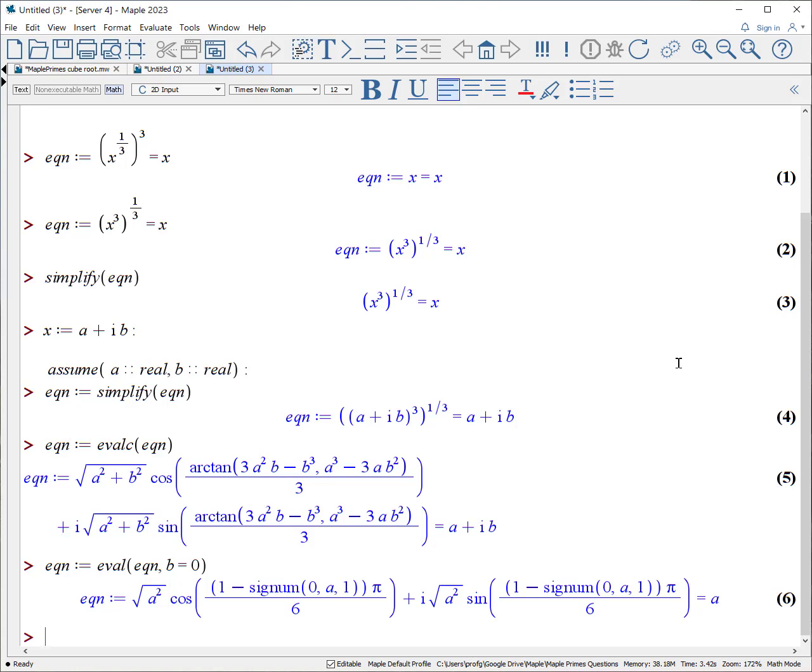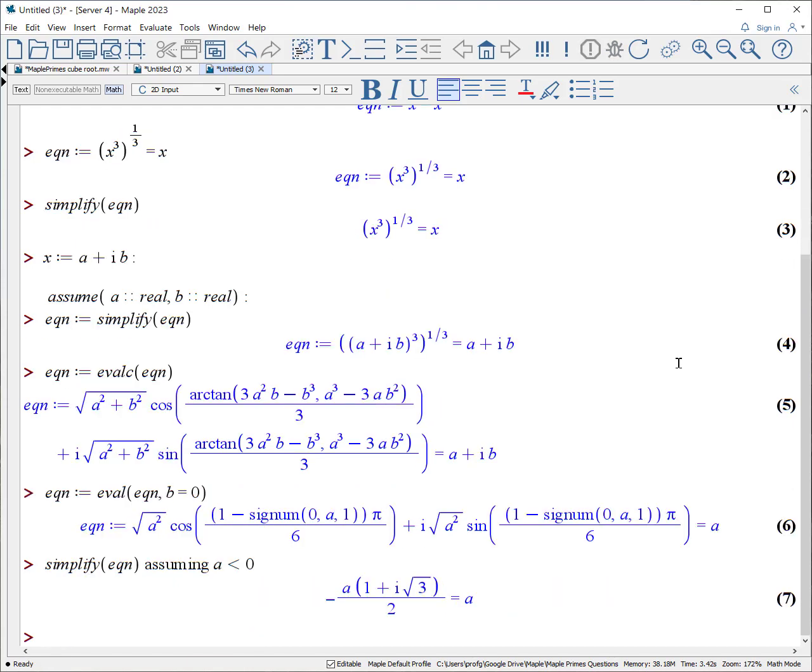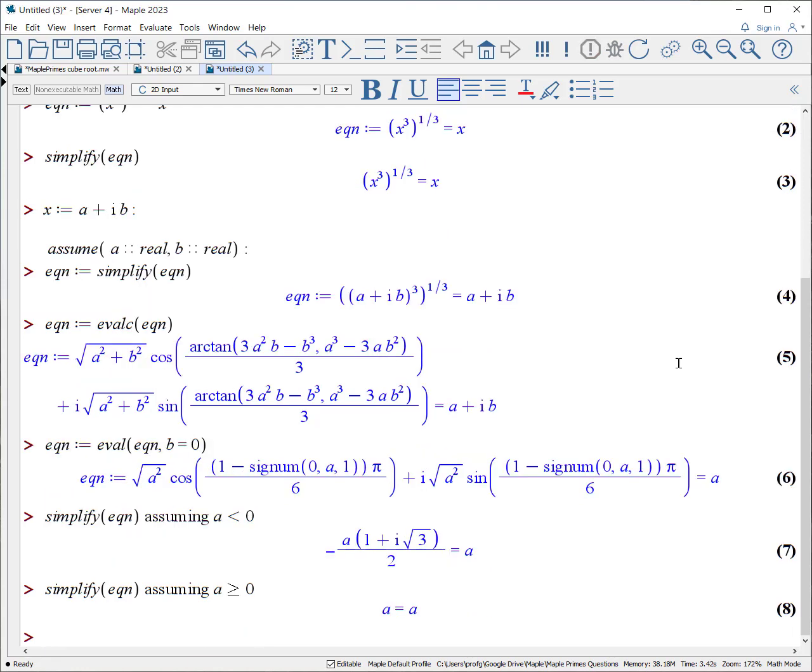Well, either x is positive or x is negative. Let's start with x is negative. To say x is negative means that a is less than 0. Again, the left side is not equivalent to the right side. What if we say x is greater than 0? In this assumption, we are assuming for our equation, a is greater than or equal to 0. This is the only time for which, in our expression, x cubed to the 1/3 truly does equal x, where a is real and is greater than 0.